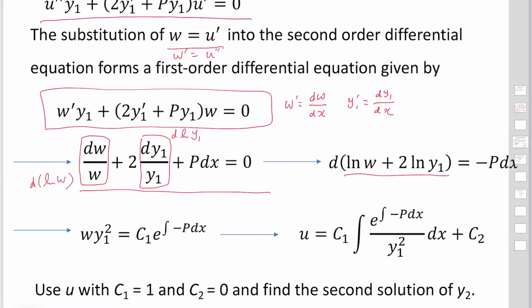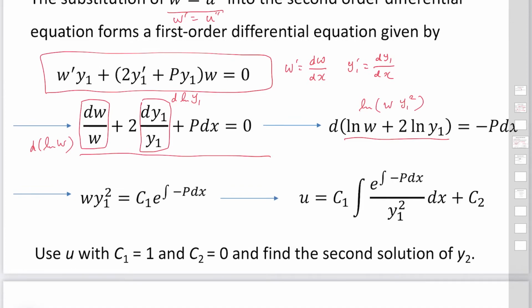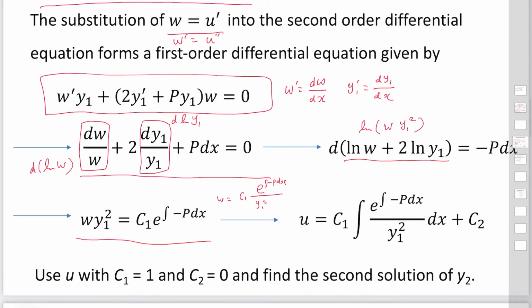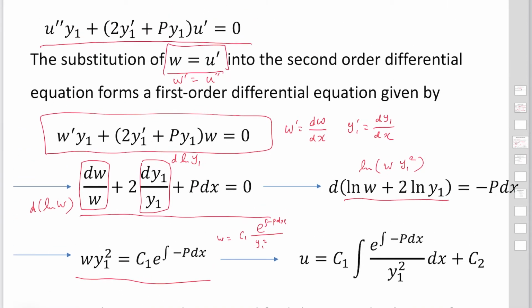We can combine these equations using the log law. So this is w and y sub 1 squared. Log of w y sub 1 squared becomes integral of minus p dx. Instead of the natural log, if you take exponential functions, w y sub 1 squared equals c sub 1 times exponential of integral minus p dx. So w is expressed, and w is a derivative of u with respect to x.